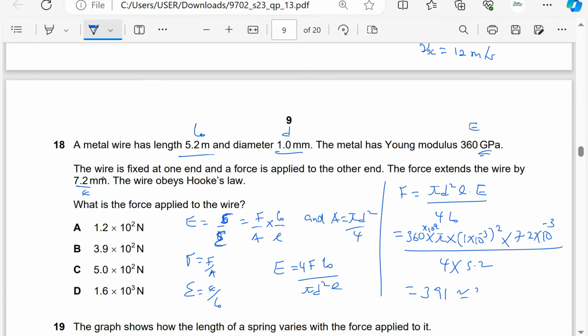391, which is approximately 3.9 times 10 power 2. So there is a times 10 power 9 here for Young modulus because it's gigapascals. So the answer is going to be B.